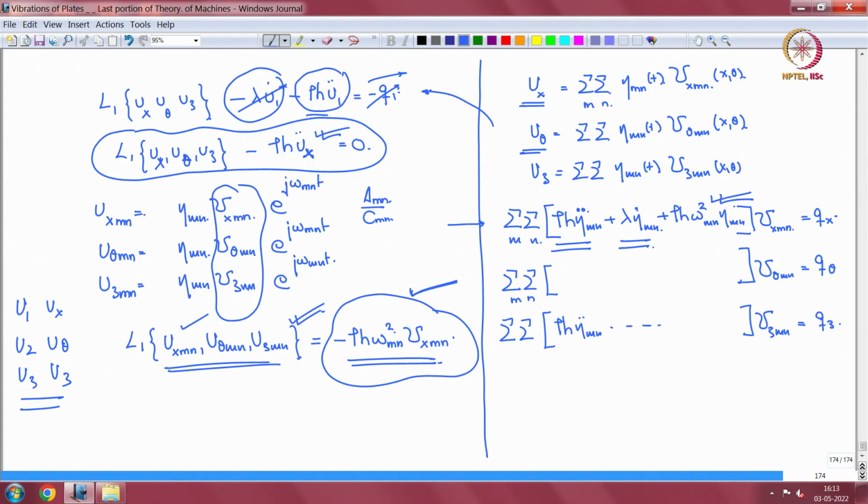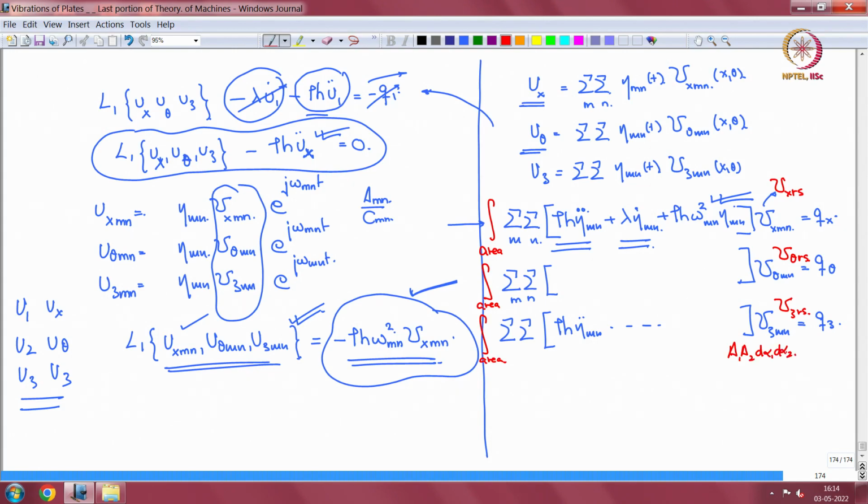Okay. That is the difference between a plate and a shell. So now what do we do? What we do is we multiply this by a different mode, u x r s, u theta r s, u3 r s, and then integrate over the shell area, with the appropriate a1, a2, d alpha 1, d alpha 2.